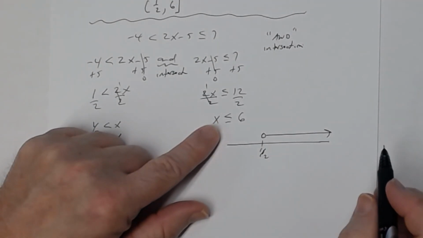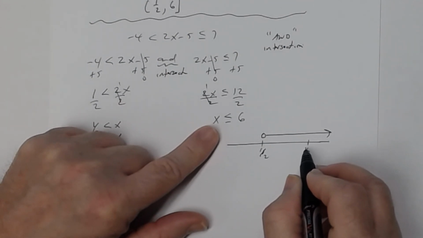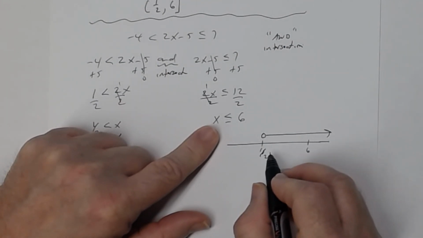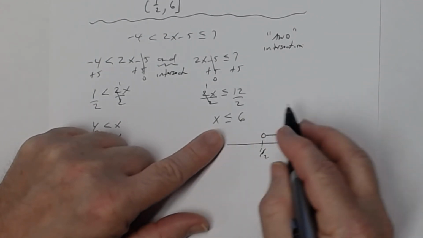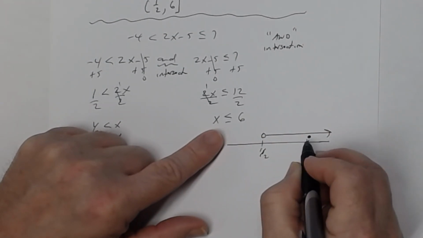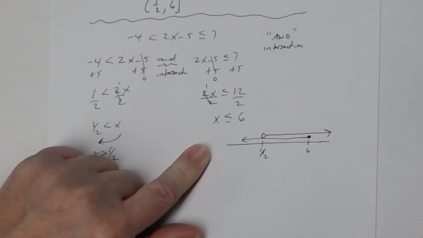Let's do this one now. X is less than or equal to 6. Here's 6 on the number line. Make sure you put 6 in the right place in comparison to 1/2. So 6 is to the right of 1/2. That's an equal sign, so we're going to put a closed circle. And then I want all the solutions that are less than that. So you can go to the left like this.